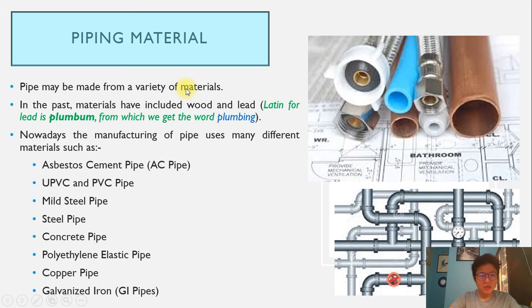Pipes can be made from a variety of materials, and in the past, interestingly, materials were usually wood and lead. Okay, the construction materials, most of the things are made of these two. And for pipes, this is the interesting bit. Lead is plumbum in the Latin, and that is where we get the modern word today in English, plumbing. Alright, plumbing system.